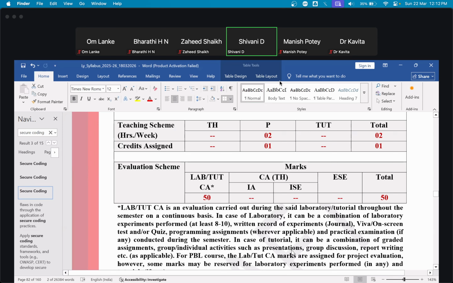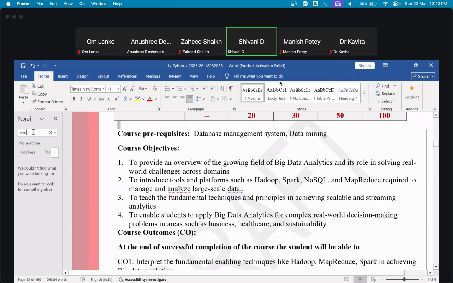So now may I request Dr. Anushri Deshmukh madam to talk about reinforcement learning. Shall I share the syllabus from here? Am I audible, ma'am? Yeah. Shall I share the syllabus? Yeah, please share the syllabus.